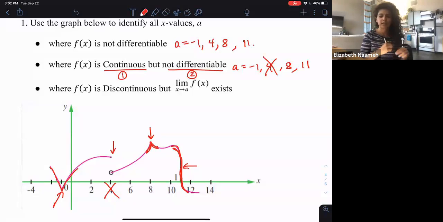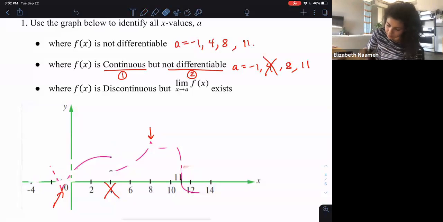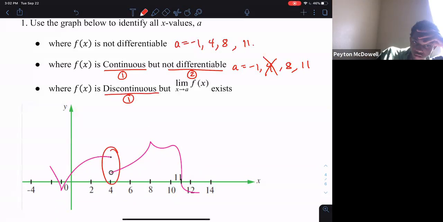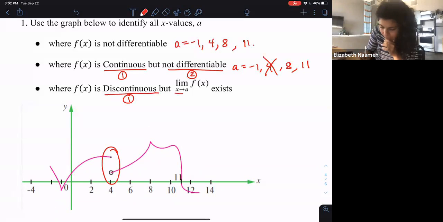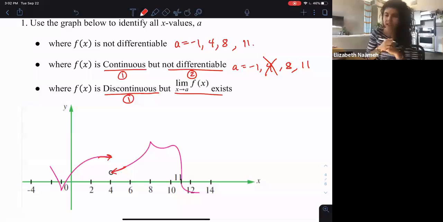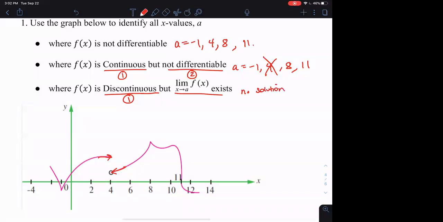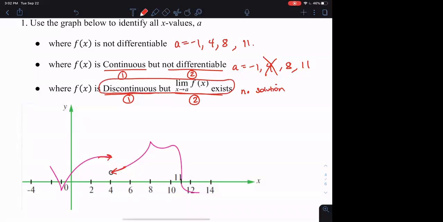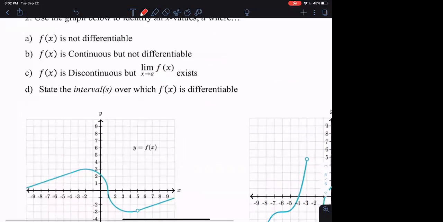Nice. Okay, let's look at the last one. It says, where are you discontinuous but the limit exists? What's our only point that is discontinuous? 4. So I restrict there. Next question, does the limit exist there? No, because the left-hand limit does not equal the right-hand limit. So we say no solution. There is no place here that's discontinuous but the limit exists. By the way, what are the only types of points that are discontinuous but the limit exists? Holes. There are no holes. So therefore, we're done.